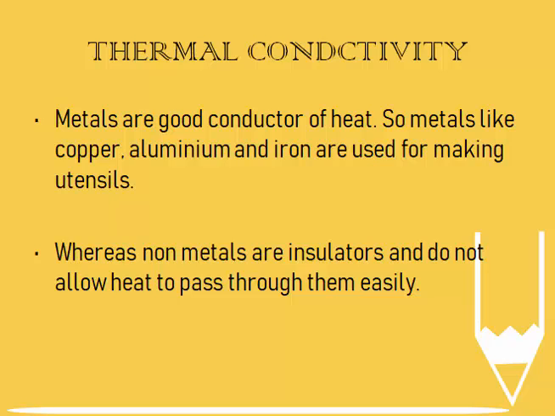It is due to this property that metals like copper, aluminium and iron are used for making utensils. Utensils क्यों बनाया जाता है? क्योंकि फटाफट heat transfer हो जाता है. Okay, and because of that we use it for making utensils. Whereas non-metals are insulators. What are insulators? Insulators mean they do not conduct heat easily. They do not conduct heat. Okay, because of that they do not conduct heat.